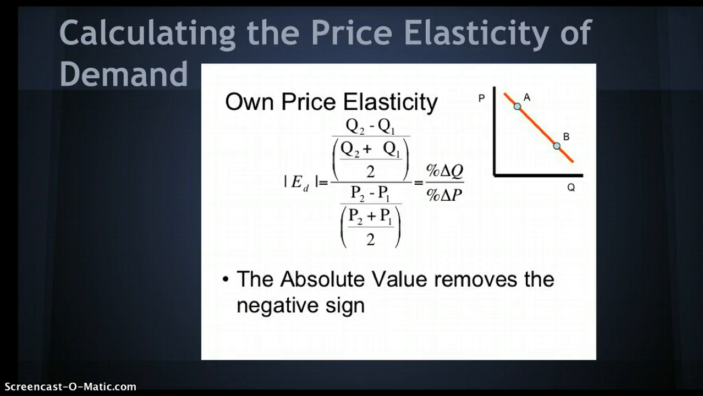So the equation on this page is the equation used for calculating the price elasticity of demand. To calculate the price elasticity of demand, you need to have two things. You need to first calculate the percent change in quantity demanded and the percent change in price. And you do this by dividing the change in quantity demanded by the initial quantity demanded and the change in price by the initial price, times both by 100. So you have your percent, and then you divide the percent change in quantity demanded by the percent change in price, and that gives you your price elasticity of demand. The absolute value does remove the negative sign, so it is always positive.